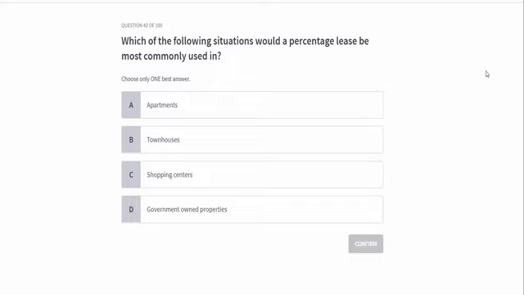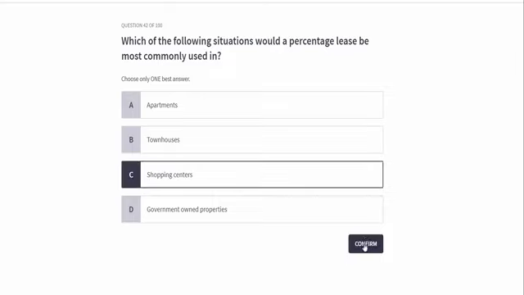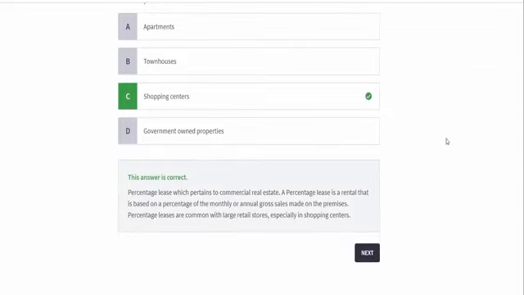All right, so when we're discussing percentage leases, what are we talking about? What are we thinking about? What property? What situations? Well, that's going to be C, shopping centers. So a percentage lease pertains to commercial real estate. That's what we need to think about. We need to think about commercial real estate when we're looking at percentage leases.